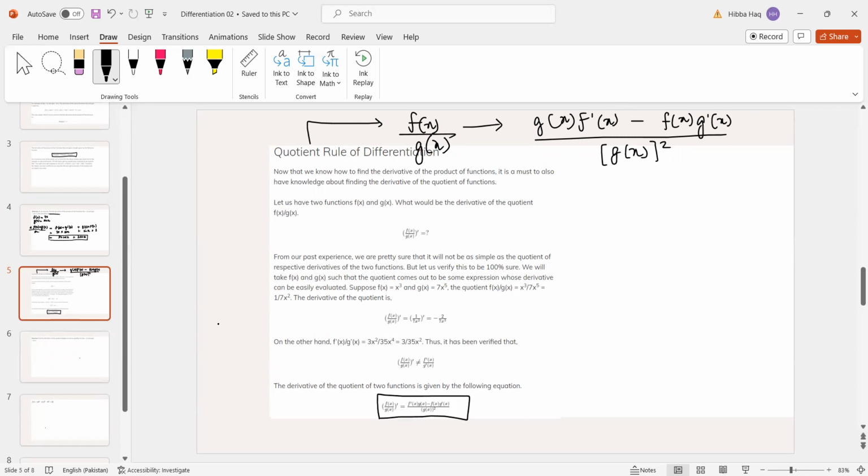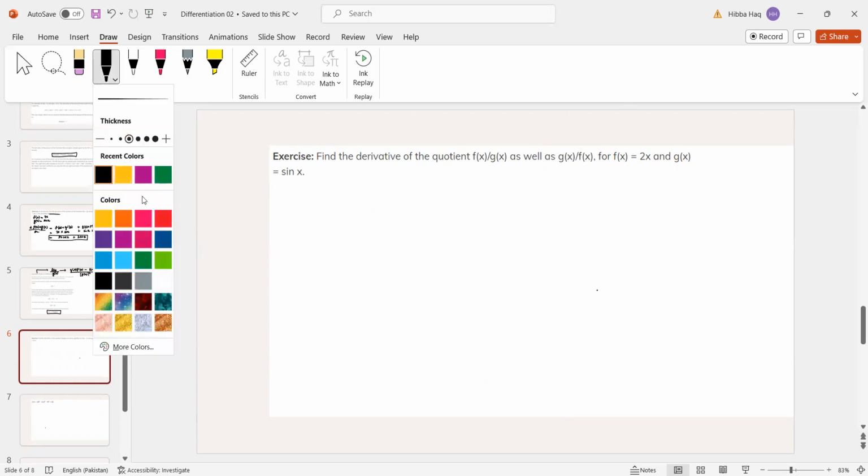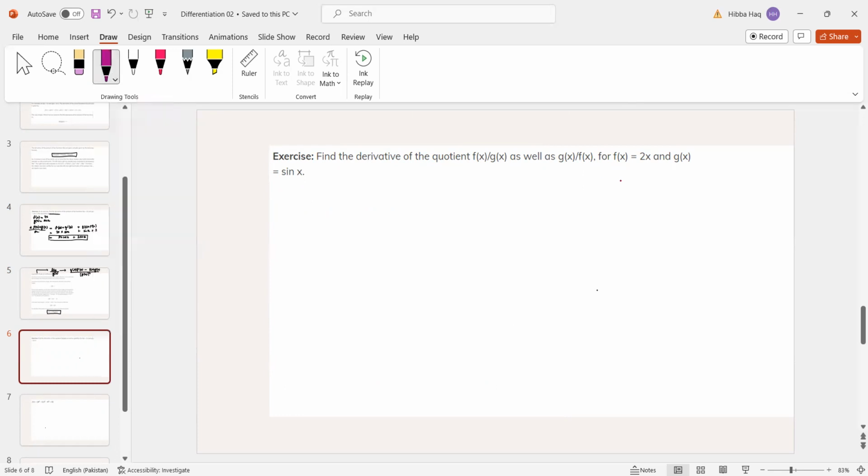Now we'll look into how we apply this formula in different questions. So now you have to find the derivative of the quotient f x over g x as well as g x over f x for f of x is equal to 2x and g of x is equal to sine x. So let's do it for both of them. First, we're going to apply it for f x over g x. So f of x over g of x, and this is the differential with respect to x, right?